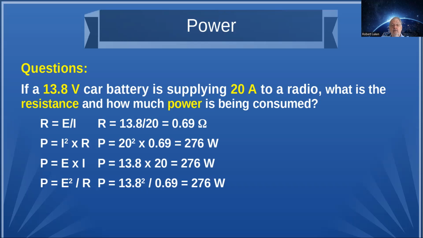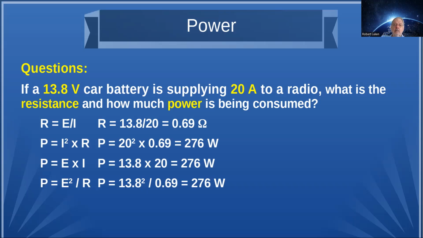So in this case, I've got a 13.8 volt car battery supplying 20 amps to a radio. So what is the resistance and how much power is being consumed? Well, resistance is easy because we know the voltage and the current. So it's just the ratio, 0.69 ohms. The power, okay, we know voltage, we know current. I just worked it three different ways to show that whichever way you do it, the answer comes out the same, or 276 watts.